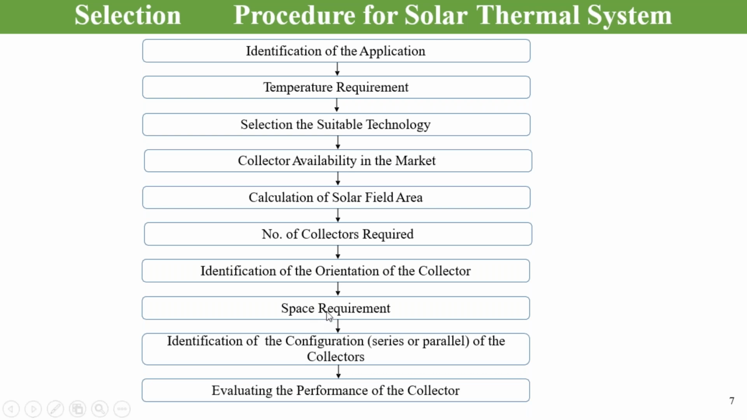Now again, we come to what will be the overall space requirement for the complete system. Now again, we need to go for the identification of configuration, like whether we need series or parallel type of collector. Finally, we need to go for the performance evaluation of the collector, or we can say the entire solar thermal system. So this is the basic step for selection of a suitable collector or solar thermal system.